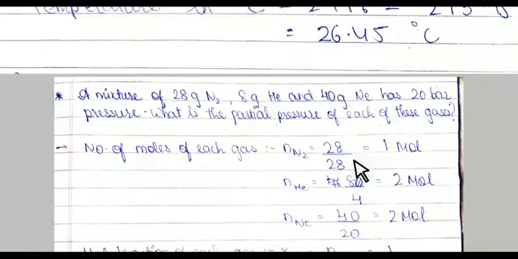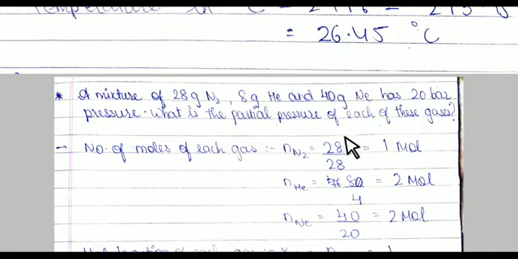Now student, the next question is: a mixture of 28 gram nitrogen, gram is the unit of mass, 8 gram helium, 40 gram neon, has 20 bar. Bar is nothing but a unit of pressure.